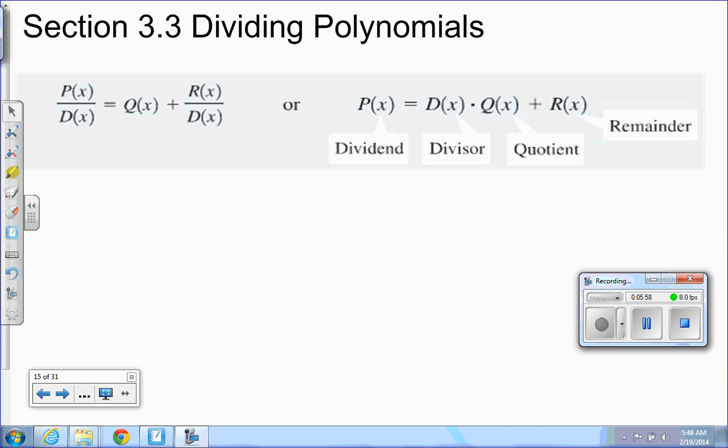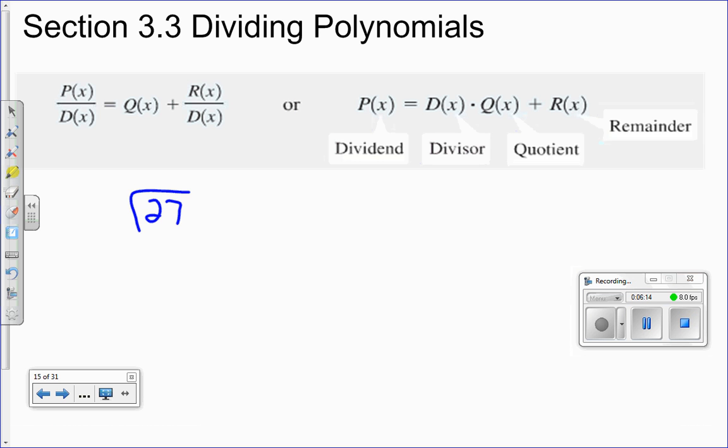All right, so today's lesson, we're going to do section 3.3, dividing polynomials. This is the definition from your book. Let's try to make this more meaningful for you. When you were in 5th grade, your teacher asked you to take 27 divided by 5. And then you took 5 times 5 is 25, subtracted and got remainder 2.